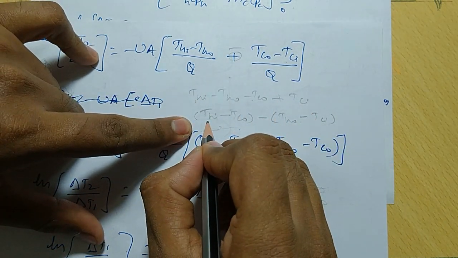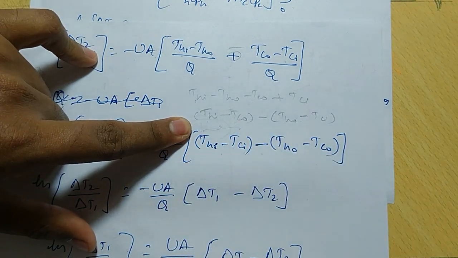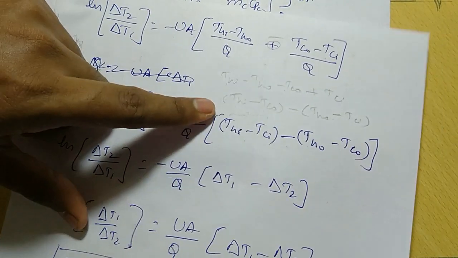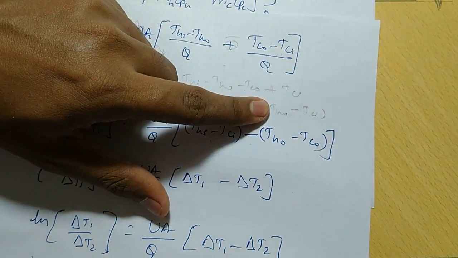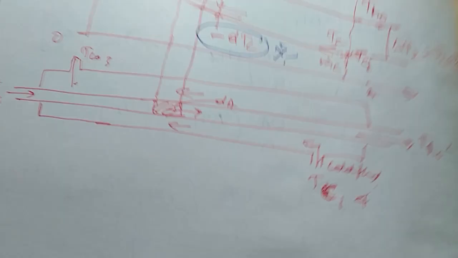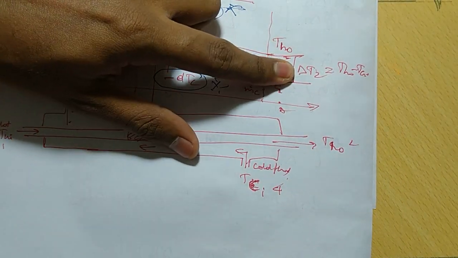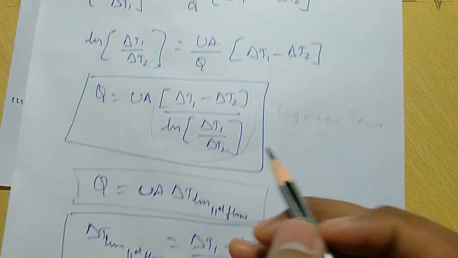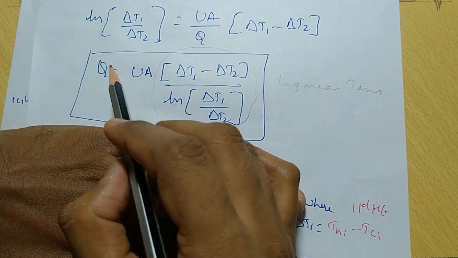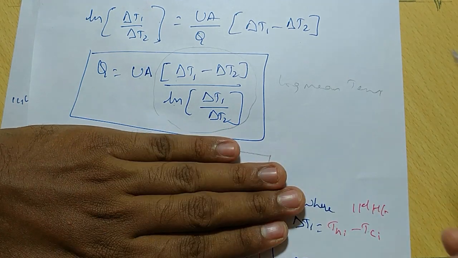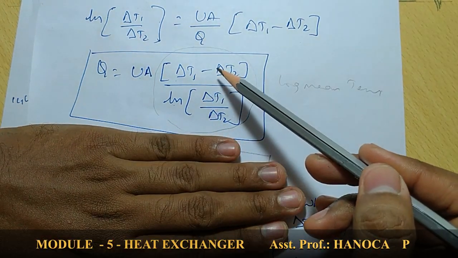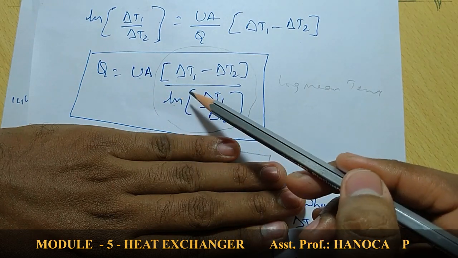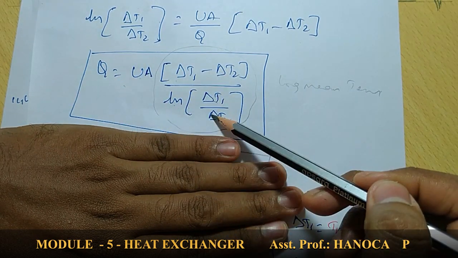Now THI minus TC naught is what in the counterflow heat exchanger? THI minus TC naught is delta T1. TH naught minus TCI is what? TH naught minus TCI is delta T2. So this is the equation. This equation is for both the parallel flow as well as the counterflow. The same equation you will obtain for both parallel flow and counterflow.